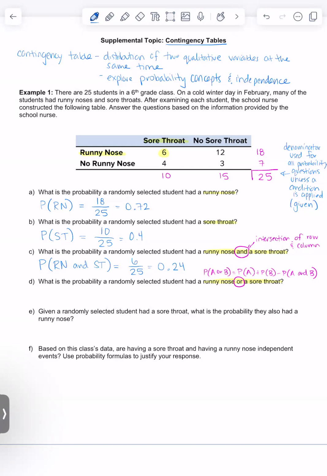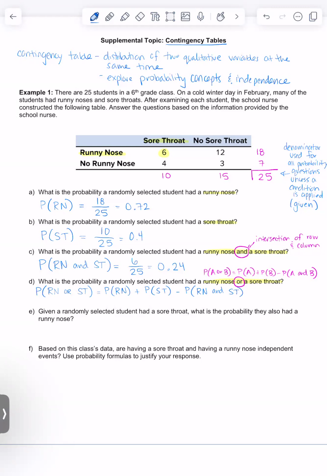And in this case, we definitely have people who we may have counted twice when we look at the outside numbers. So let's take a look at what I mean. Let's use our actual letters. These are students who had a runny nose or a sore throat. So we would find the probability they had a runny nose plus the probability they have a sore throat. I'm just using our variables instead of A and B. And then we're going to subtract the probability they had a runny nose and a sore throat.